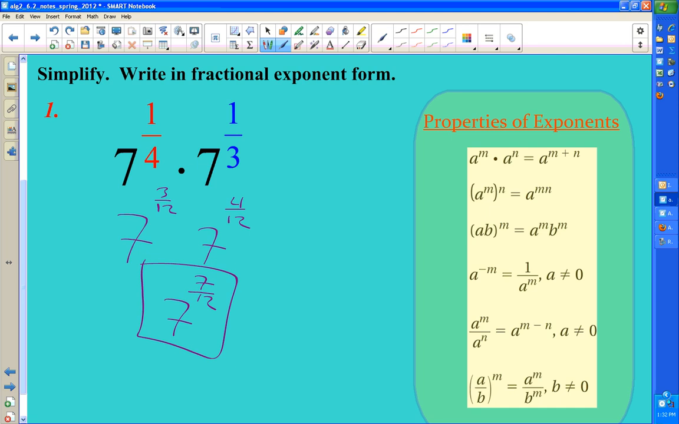If your problem starts off in exponential form, your answer should be in exponential form. In other words, don't switch this to the 12th root of 7 to the 7th. Unless, for some reason, that's going to make you be able to simplify it easier. You should be able to simplify it in exponential form. That's all we're doing.